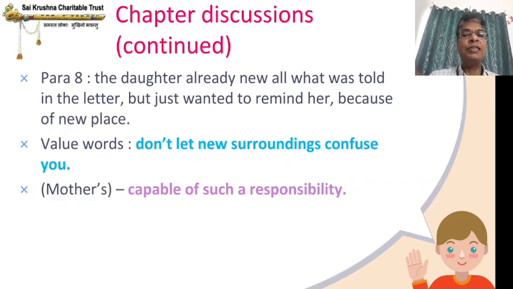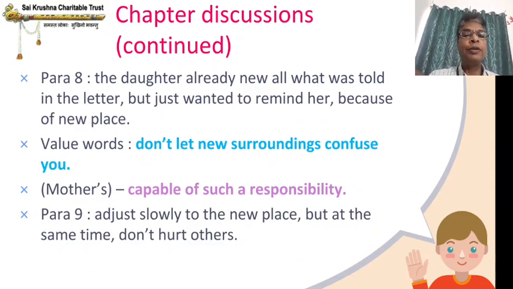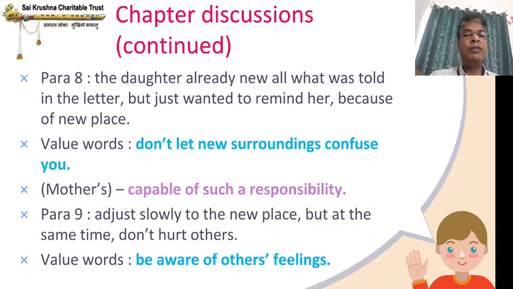And in the last paragraph, before that, the mother is confident of such a responsibility. Why she has written is because the mother is so confident that her daughter is capable of such a responsibility. It is a good quality of the mother that you should be confident of others also. Now in the last paragraph, adjust slowly to the new place, but at the same time don't hurt others. And the value words are: be aware of others' feelings. So she says, now that it's a new place for you, although you have been managing like this earlier also, adjust to this place slowly. At the same time, don't fight with anybody, don't hurt others, be aware of others' feelings.